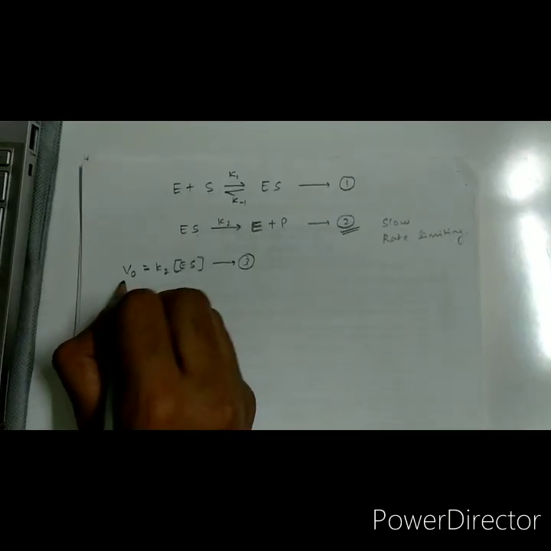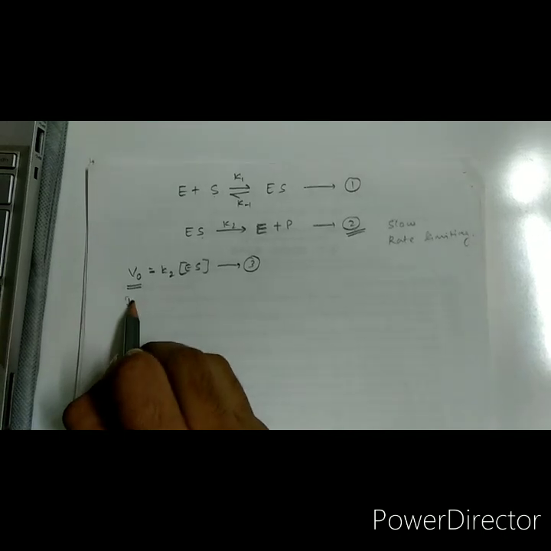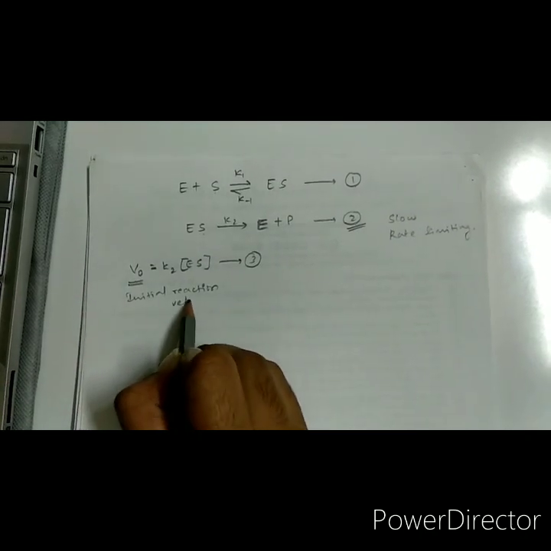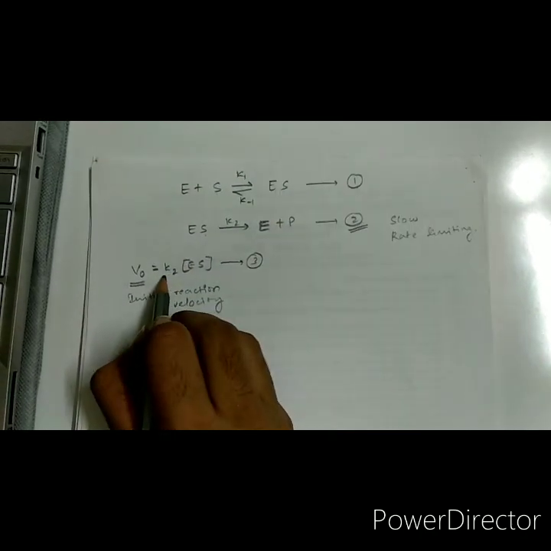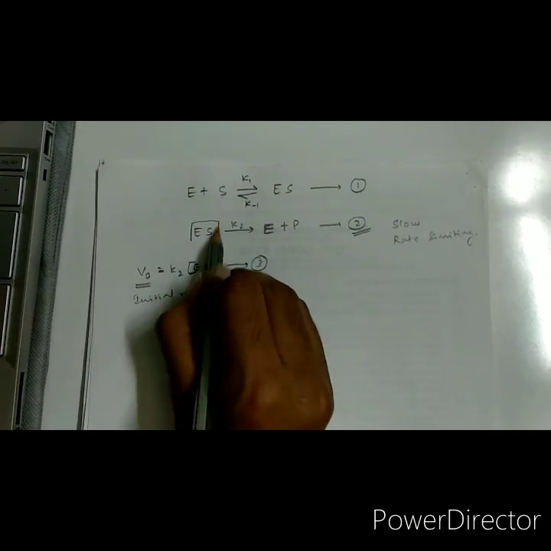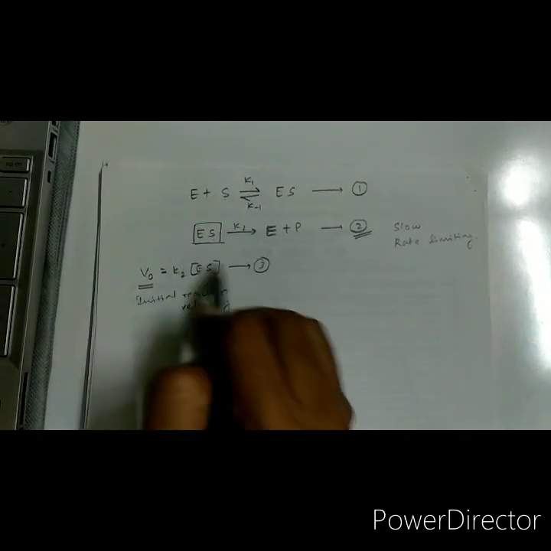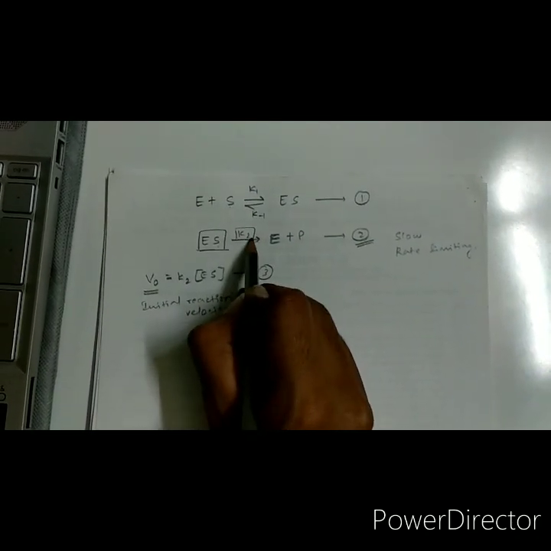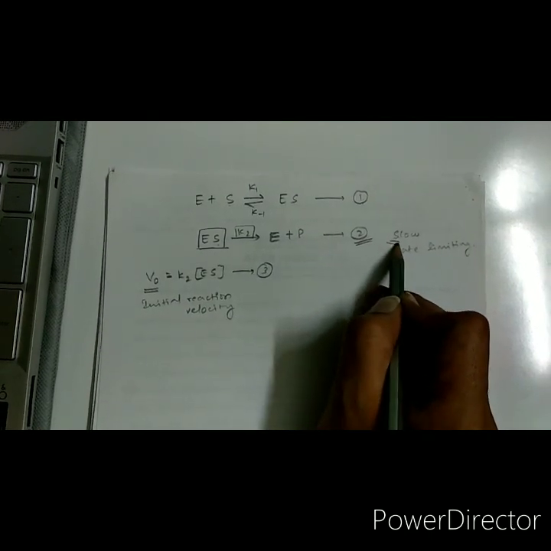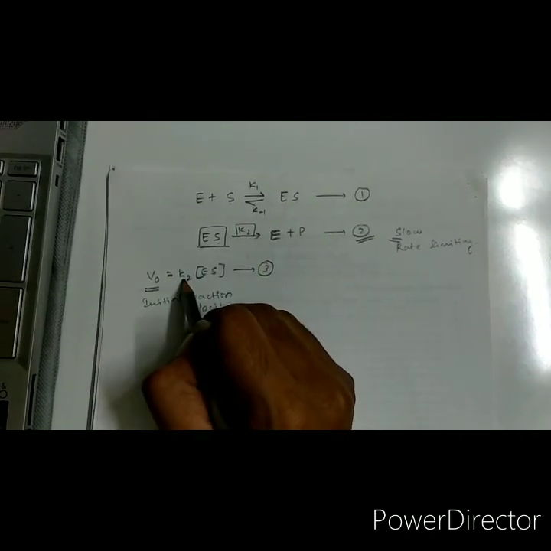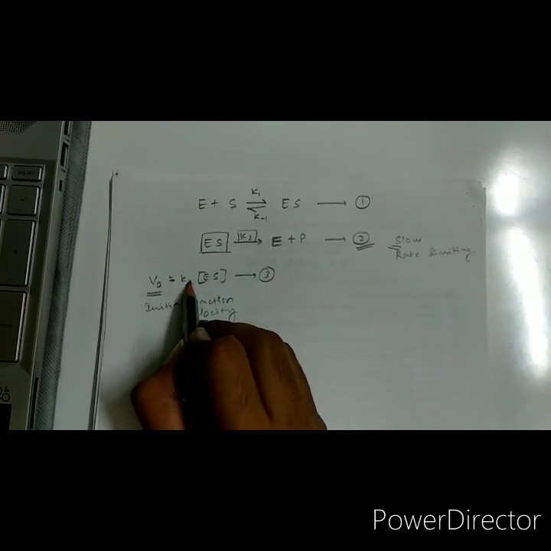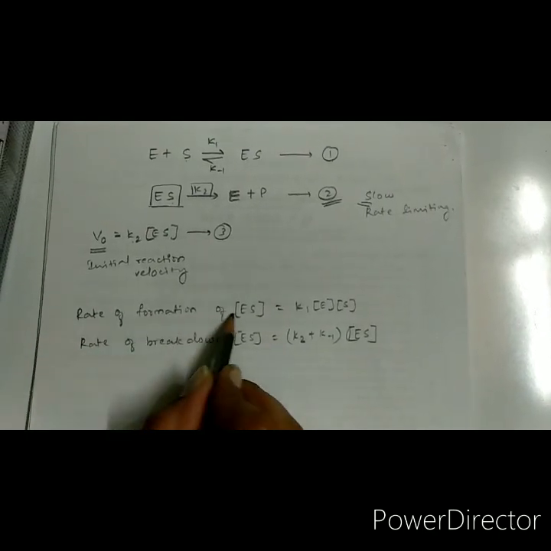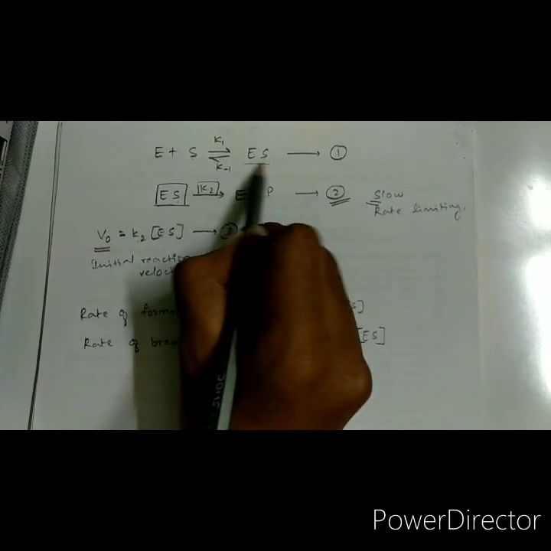If we define its velocity, that is V naught, the initial reaction velocity, we have to define it in terms of ES, because the enzyme substrate complex is very important to define the overall reaction. So here V naught is equal to K2, which is the rate constant of the second reaction. Because it is a slow reaction, we take K2 as the constant. So V naught is equal to K2 into ES. Now we will define the rate of formation of ES.